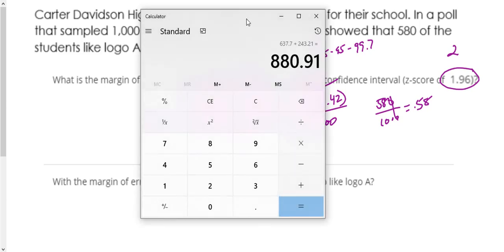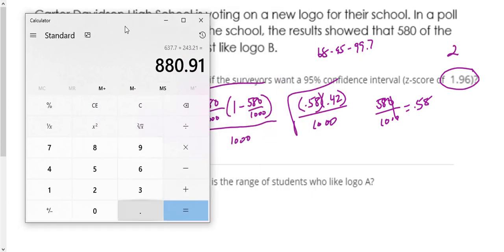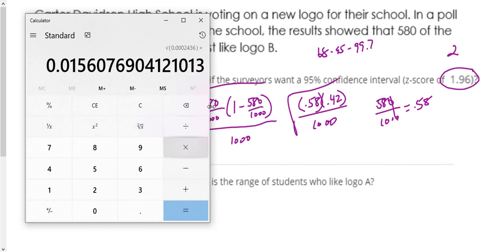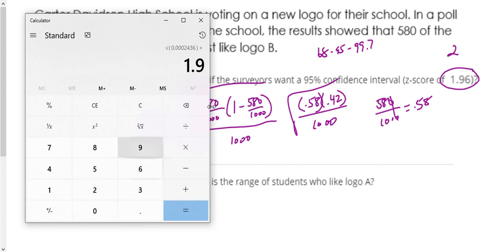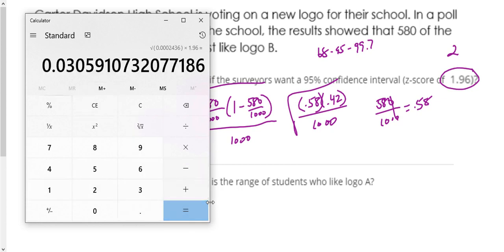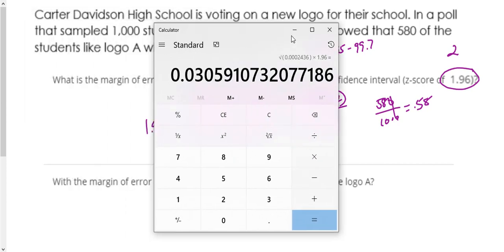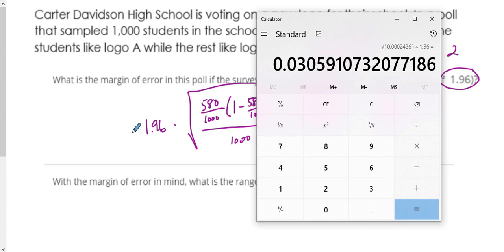So we got 0.58 times 0.42 divided by 1,000, the sample size. And then we're going to take the square root of that. And then times that by 1.96. And we get 0.0306, right?